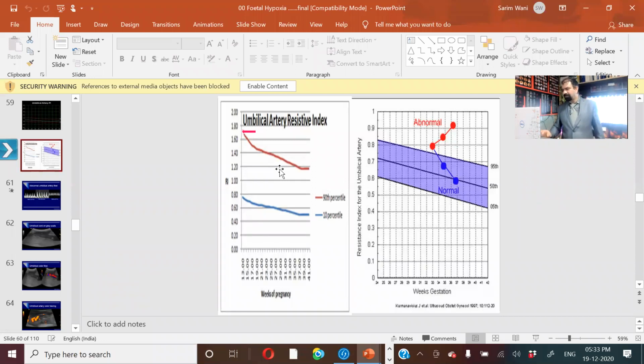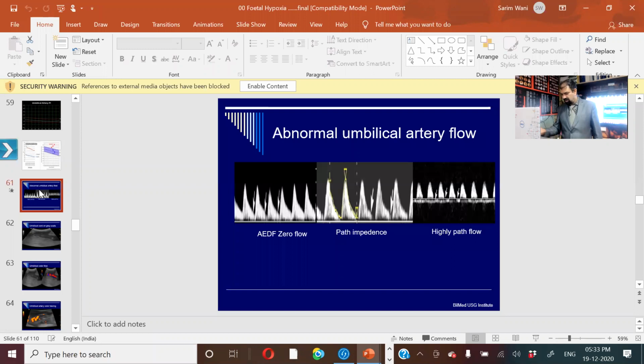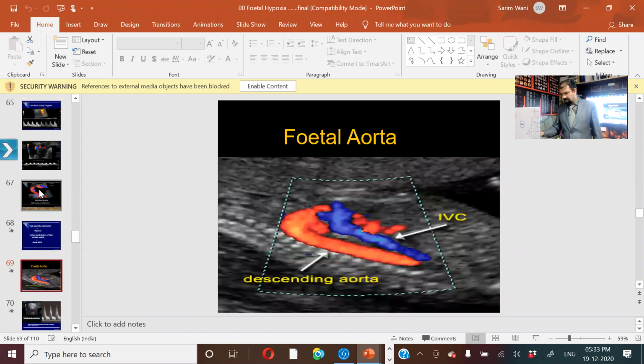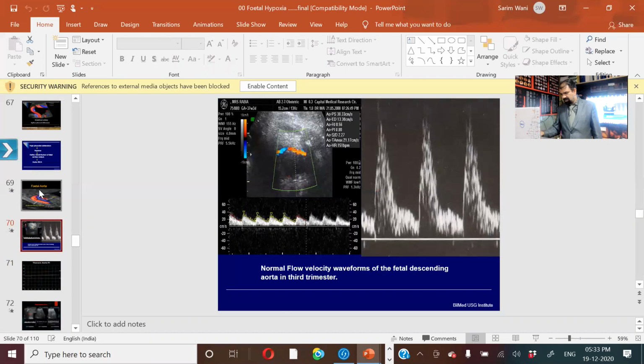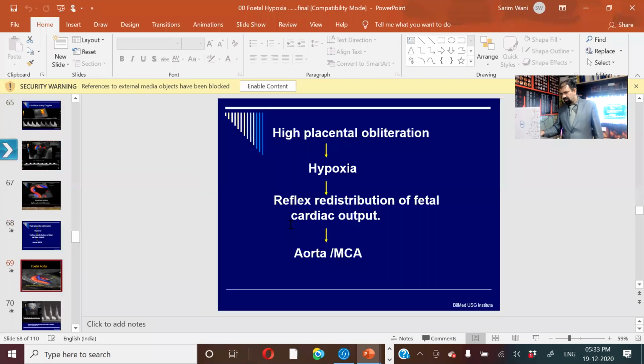Okay. Anything else? Yes, sir. Two more questions. Yeah, tell me. Sir, one is how to diagnose fetal anemia from MCA Doppler. Okay, MCA Doppler. Here, the middle cerebral artery. Where is the middle cerebral artery? It is here. Now, this is the MCA. Oh, sorry, this is not MCA. Let me go to MCA.